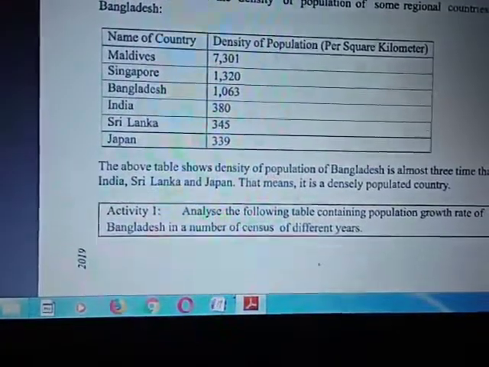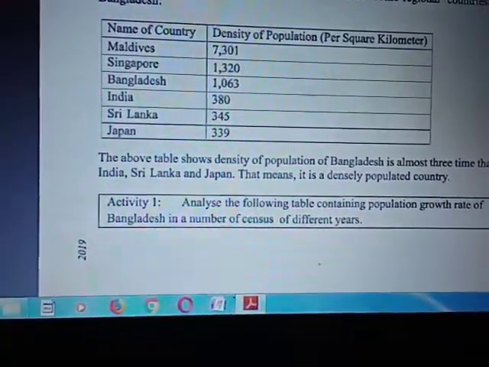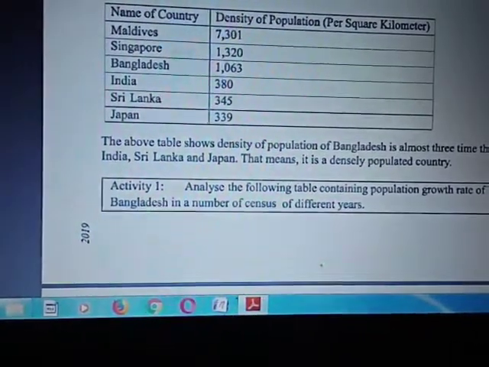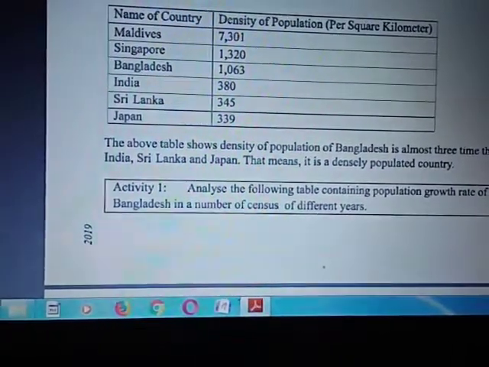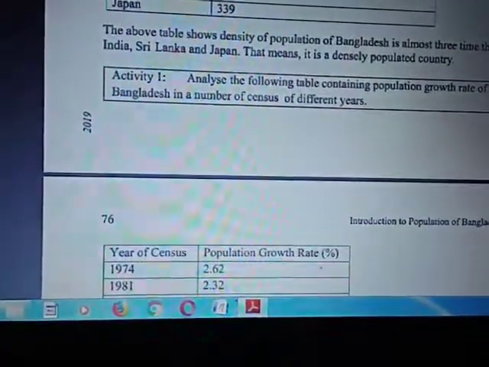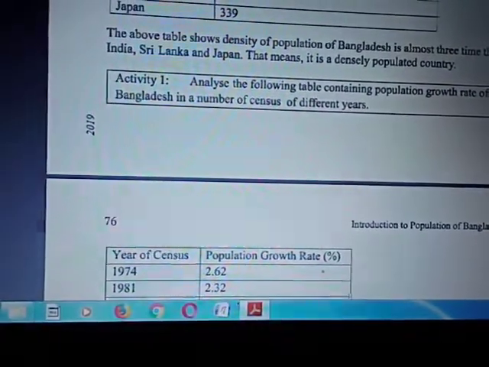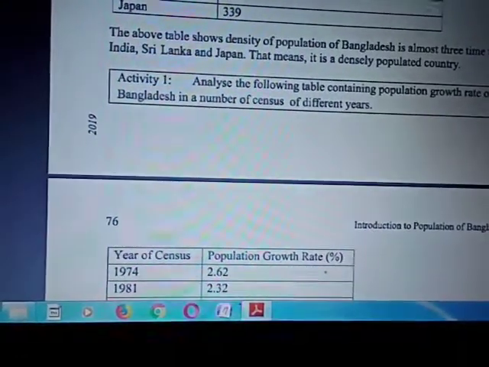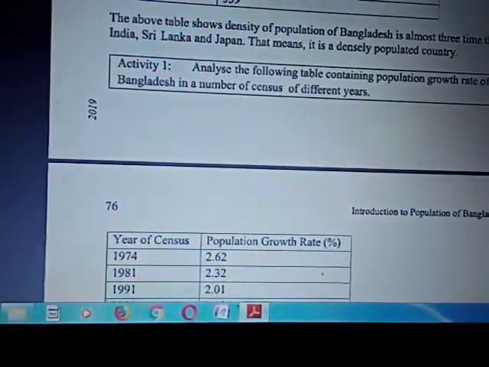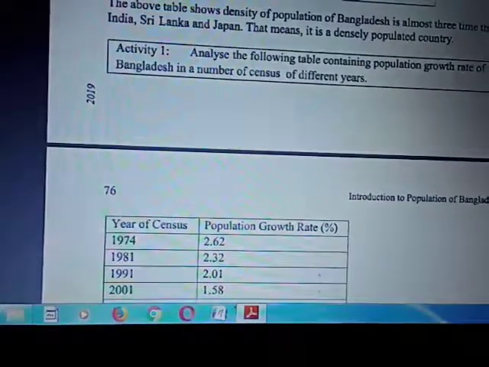Comparison between the density of population of some regional countries and Bangladesh: Maldives, Singapore, Bangladesh, India, Sri Lanka, Japan. The above table shows density of population of Bangladesh is almost 3 times that of India, Sri Lanka, and Japan. That means it is a densely populated country.